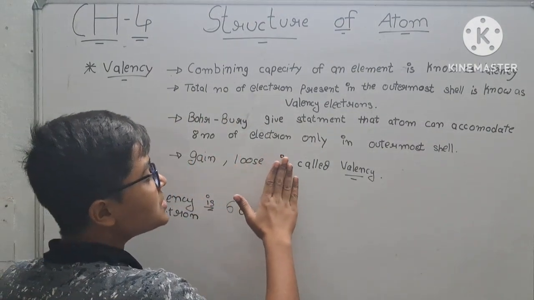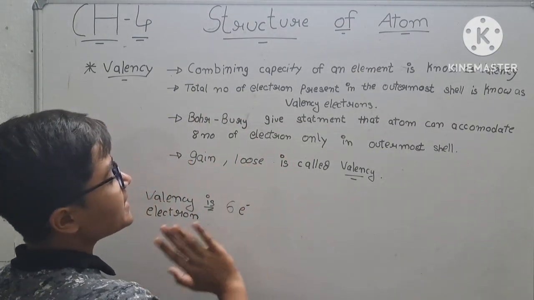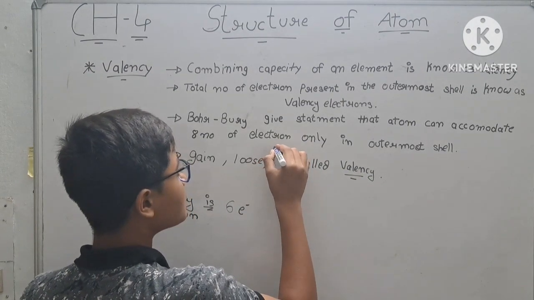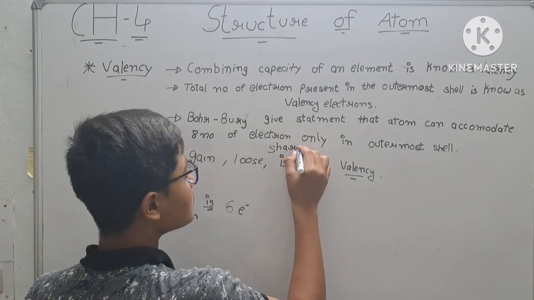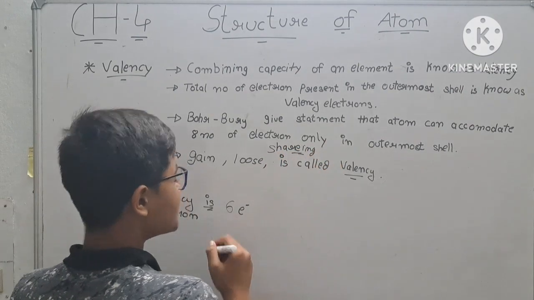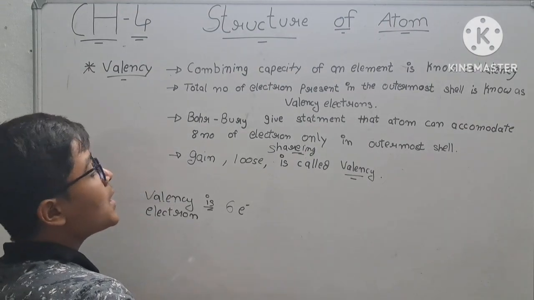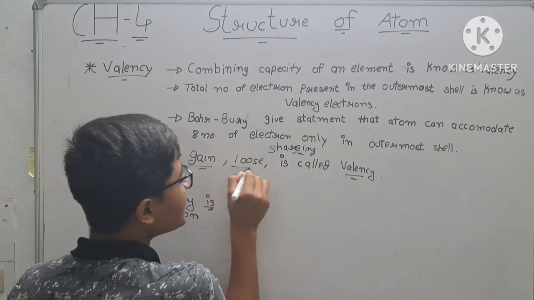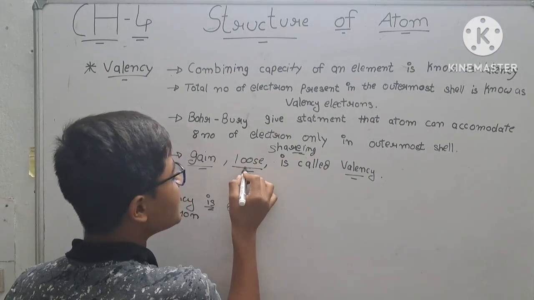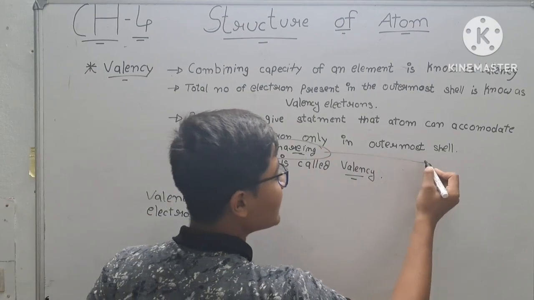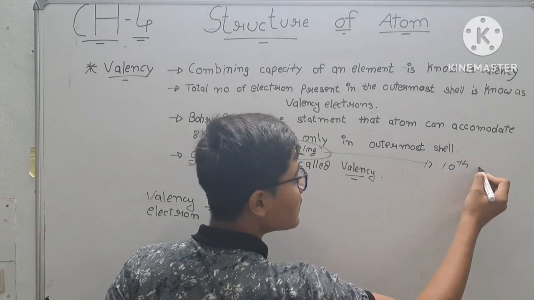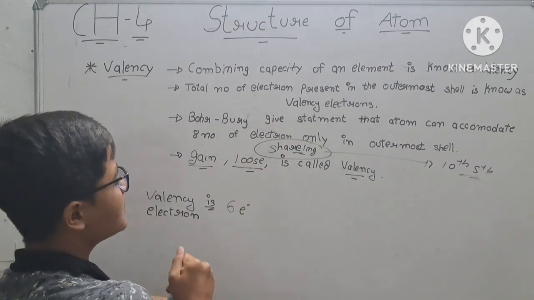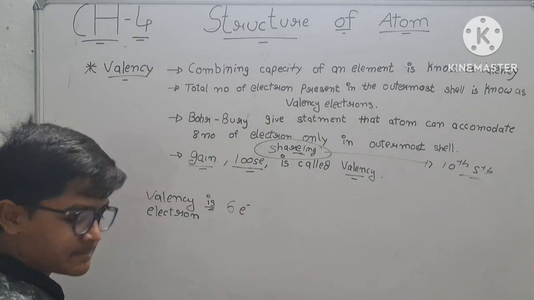Gaining, losing or sharing is known as valency. I have not written sharing. Now in this chapter and in 9th standard you have to just learn gaining and losing. Sharing will be carried forward to 10th standard. So just forget sharing. You have to concentrate on gaining and losing.